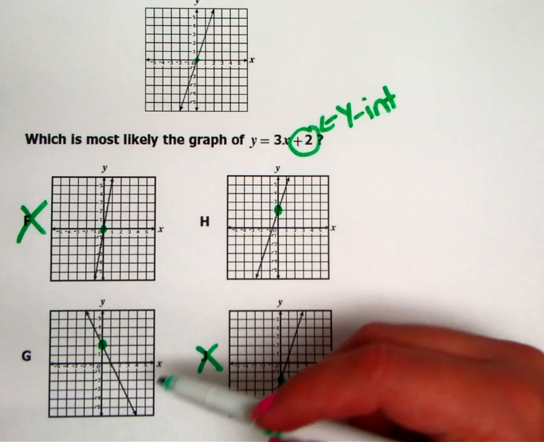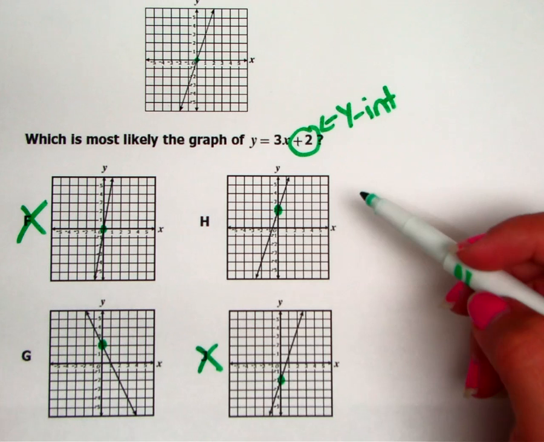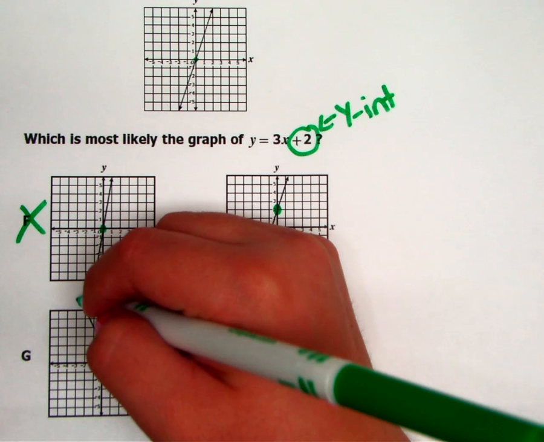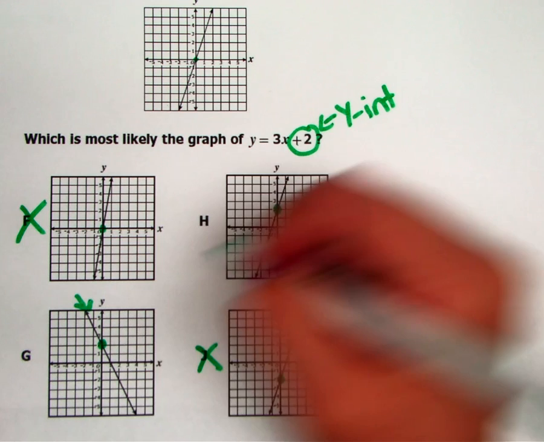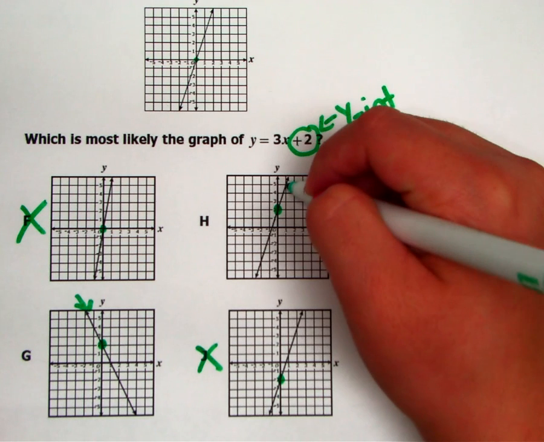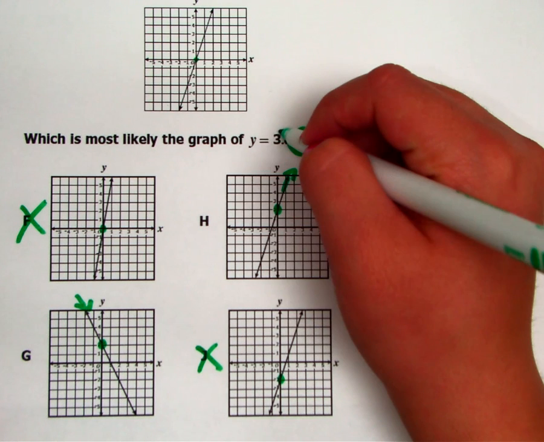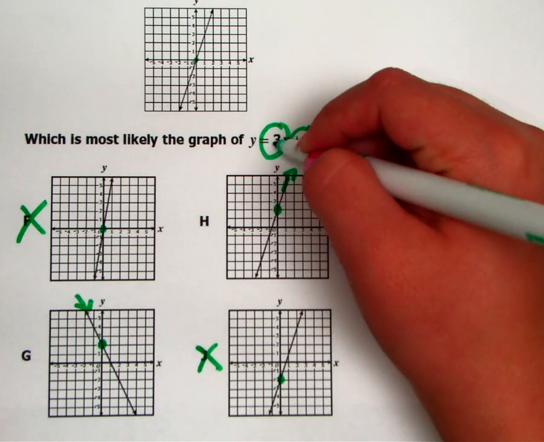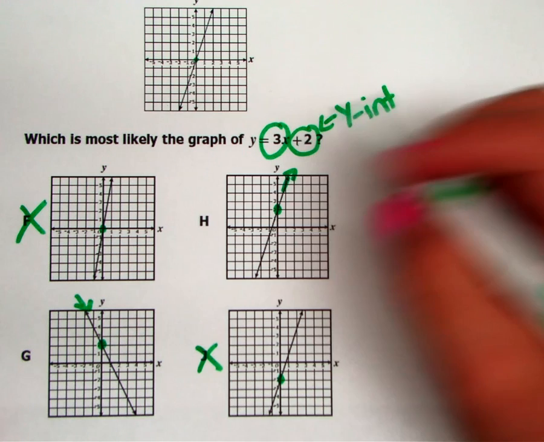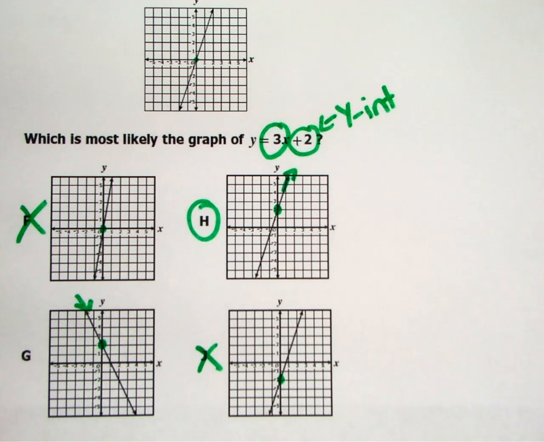So what's the difference between these two? Well, here we see that the slope is going down from left to right. So our slope is negative. And for H, it's going up from left to right. So we know our slope is positive. Well, if we look at our slope, we see that our slope is a positive 3. So our correct answer is H.